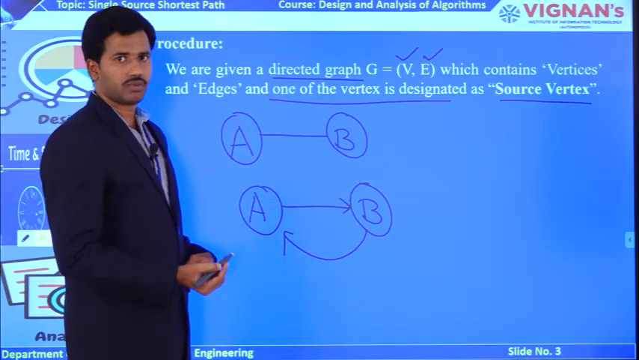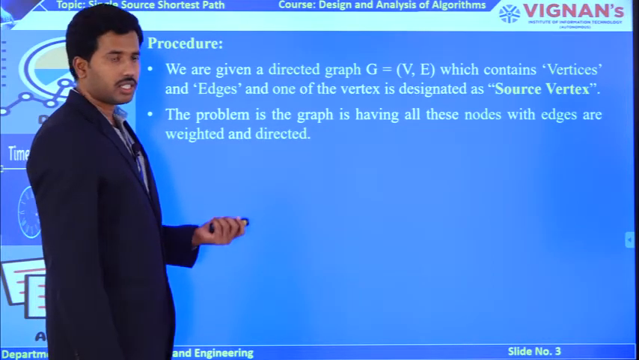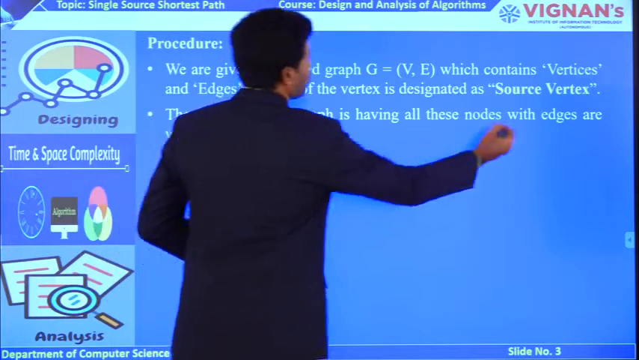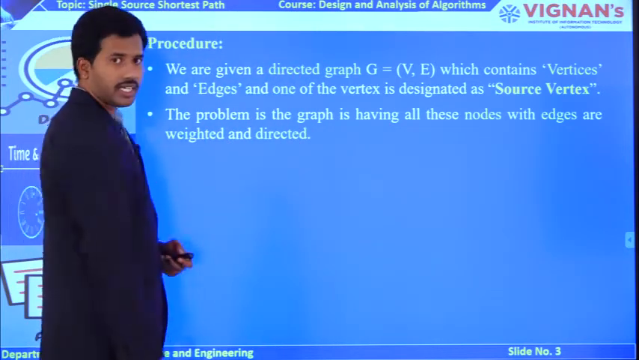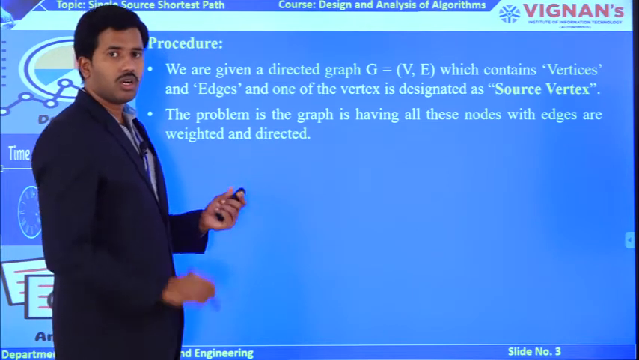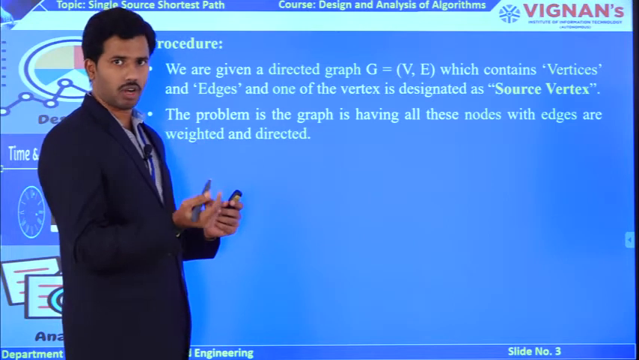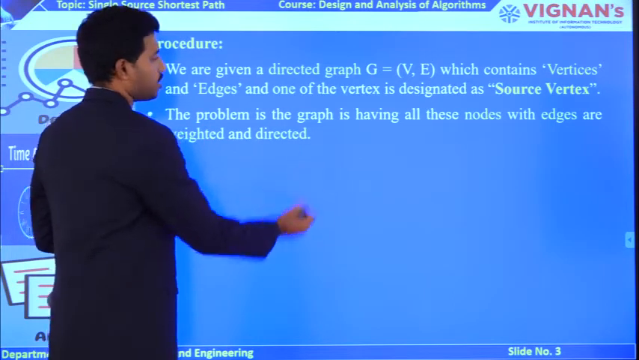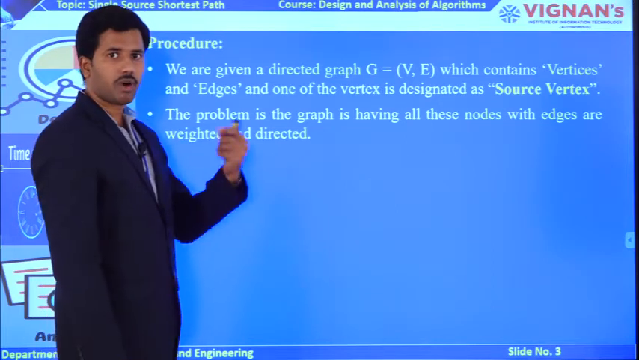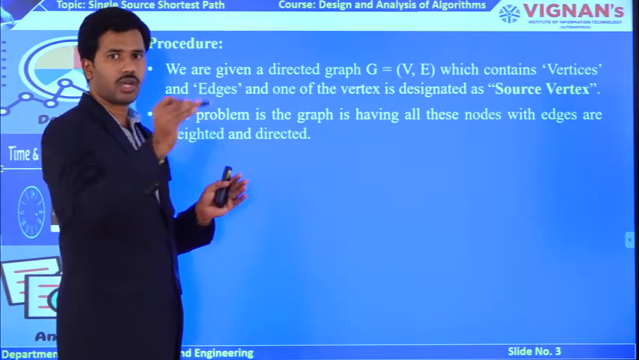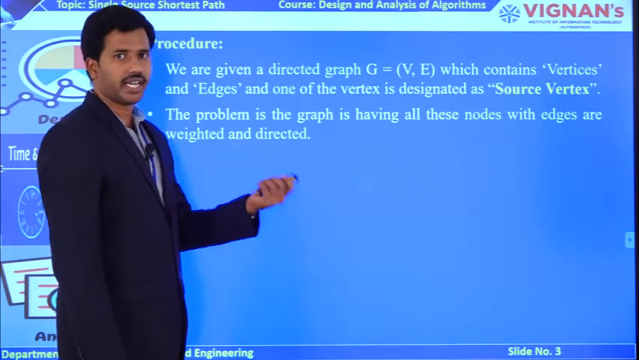The remaining vertices will act as my destination vertices. So the problem of single source shortest path is that you have a set of nodes as well as edges, and those edges are directed as well as weighted. To move from one vertex to another vertex definitely takes some cost. That is why we call the edges weighted and directed.